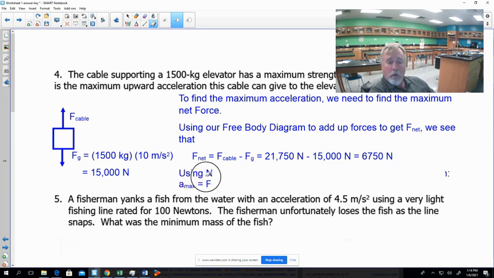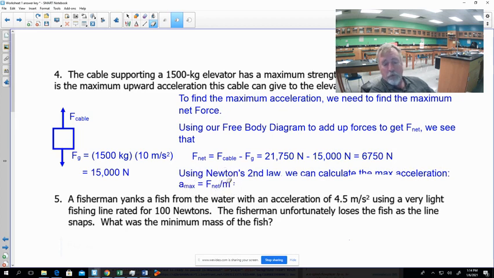Now that we know what our net force is, we can use Newton's second law. We know that our second law tells us that F net is equal to mass times acceleration. If we rearrange that and solve for acceleration, our maximum acceleration is going to be our net force divided by our mass. We just calculated our net force, 6,750. They told us the mass was 1,500 kilograms. That's going to result in 4.5 meters per second squared being our maximum acceleration.